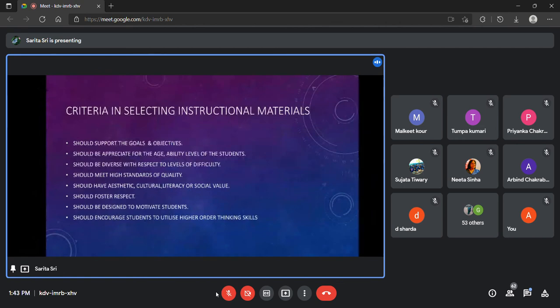Now let's see some of the criteria in selecting the instructional material. What are the main criteria? How to select this instructional material? So we should consider some important criteria. The first point is it should support the goal and objective of the curricula offering in which the materials will be used.